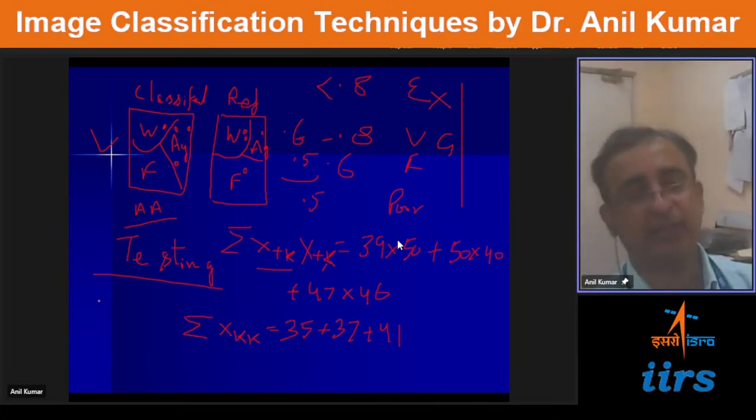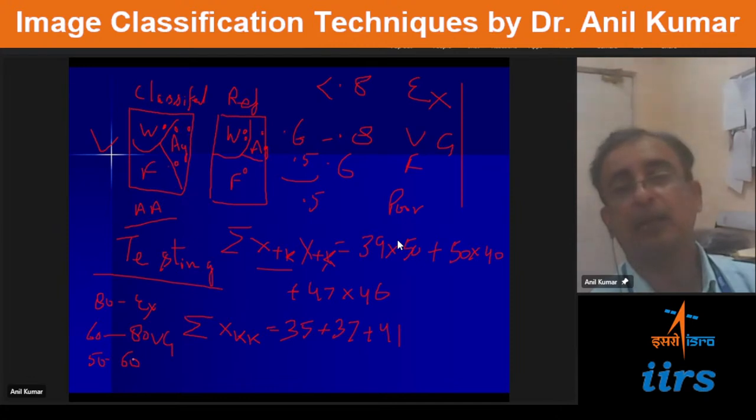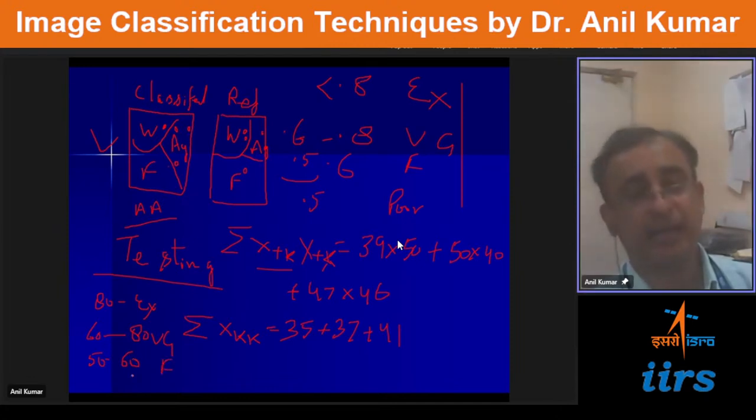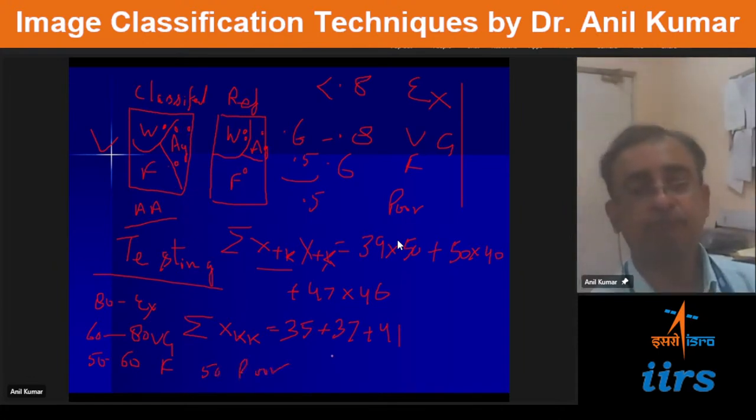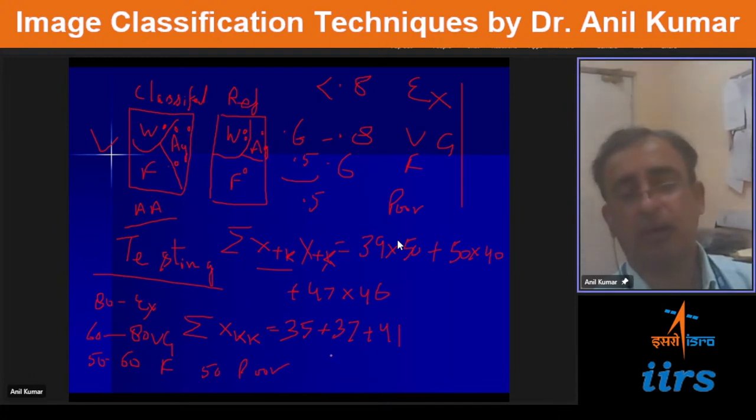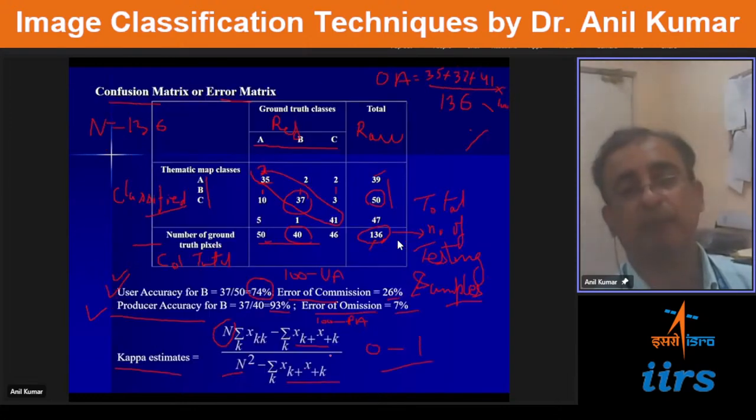For overall accuracy, if it is more than 80%, then it is excellent. If it is 60 to 80, then it is very good. If it is say 50 to 60, then it is fair. And if it is less than 50, then it is poor. So this way the interpretation is done for the classified map, which has been assessed with these parameters.